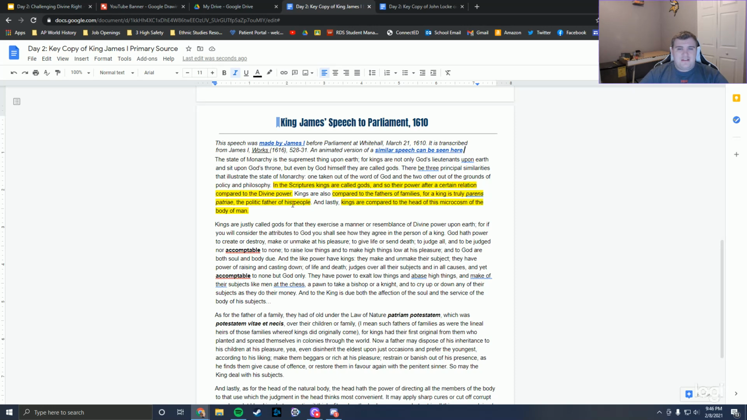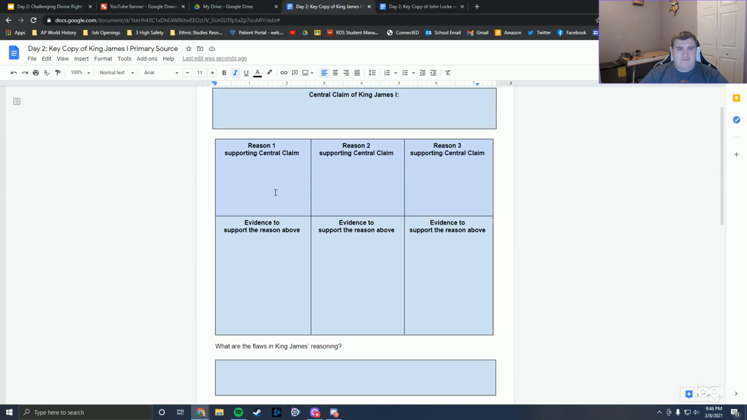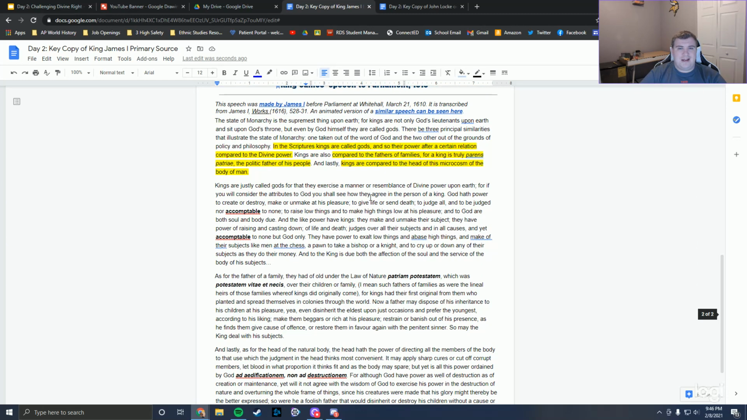That's the first thing that we're going to do. Now, if you go up to where it says reason, reason number one, we're going to put that the Bible says that kings are like gods. That's one of his reasons for it. Now we're going to look for reason two that supports the central claim. Don't worry, we're going to get to the central claim in a little bit.